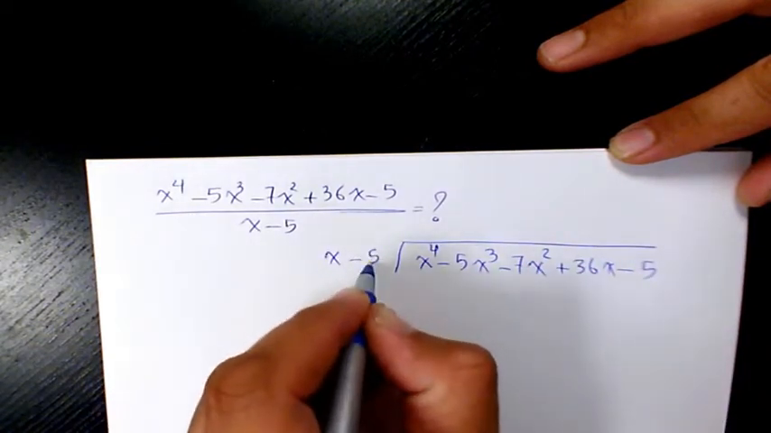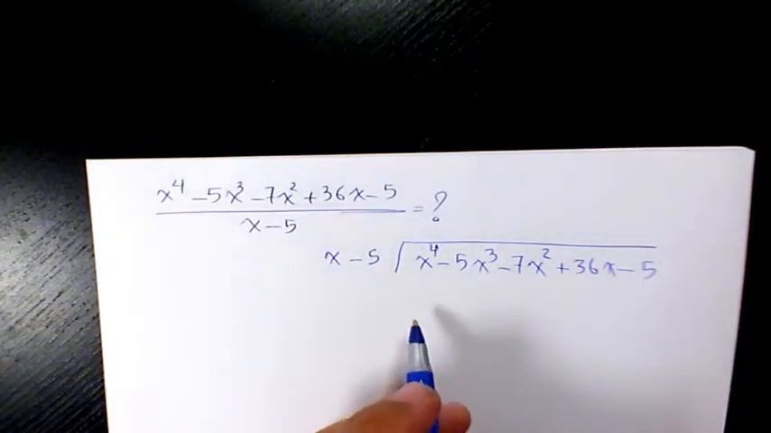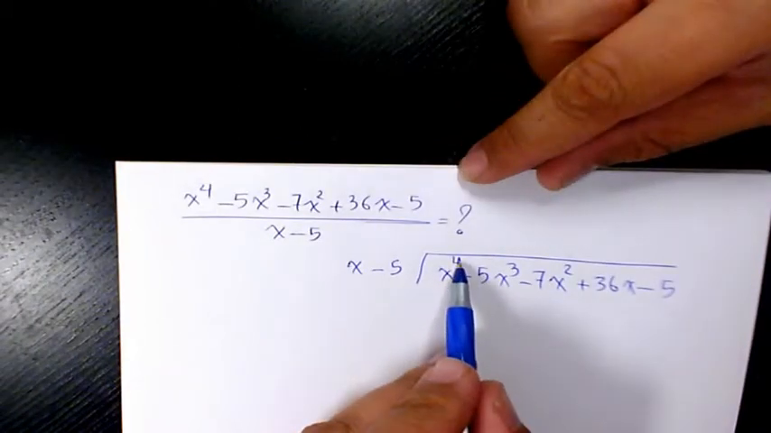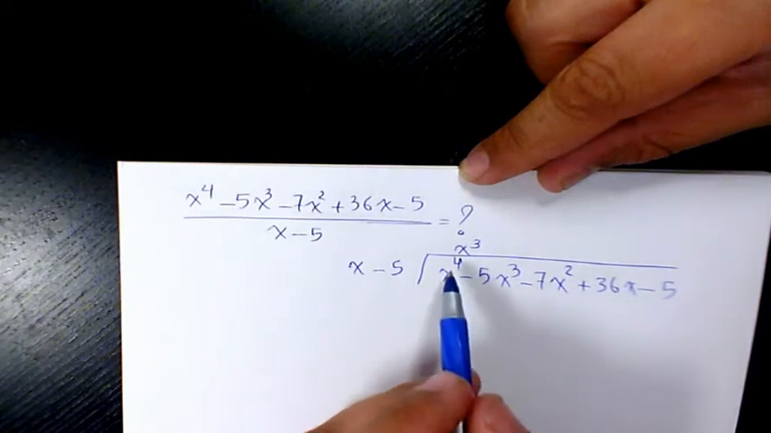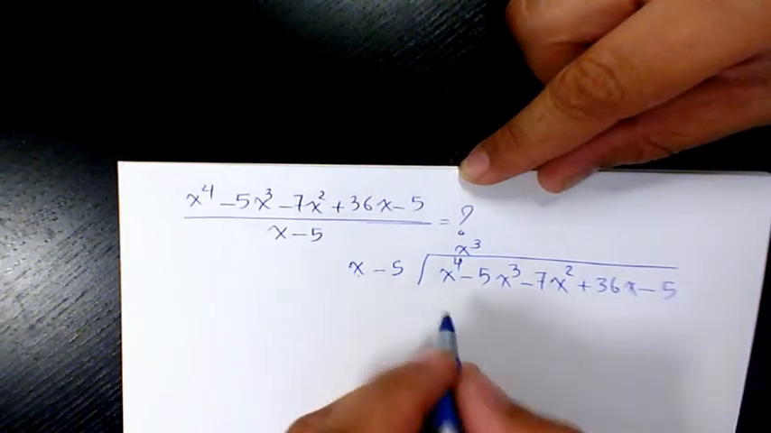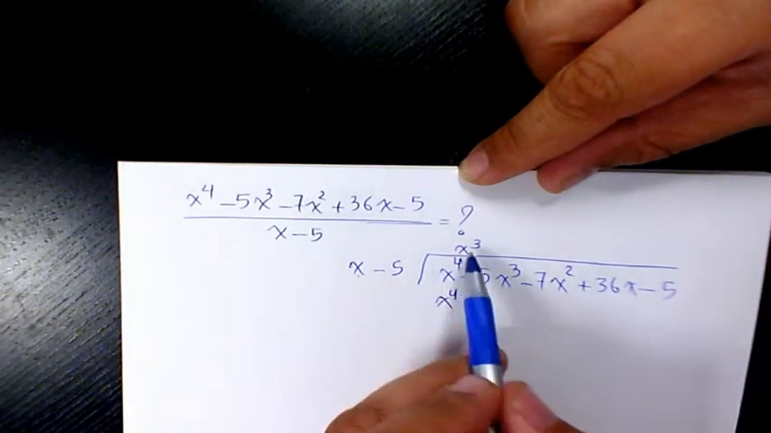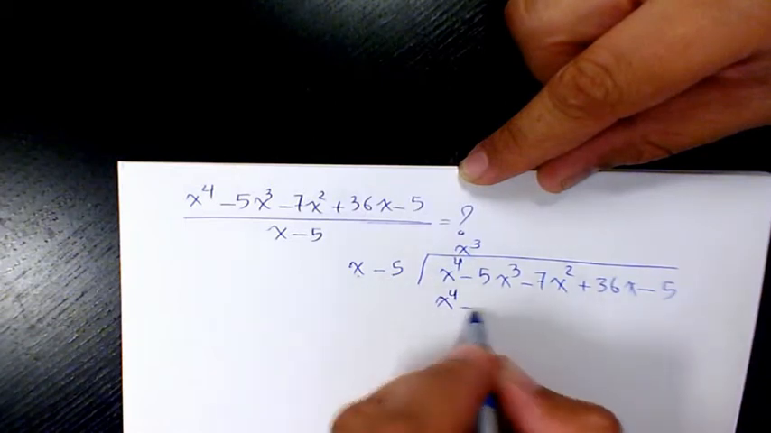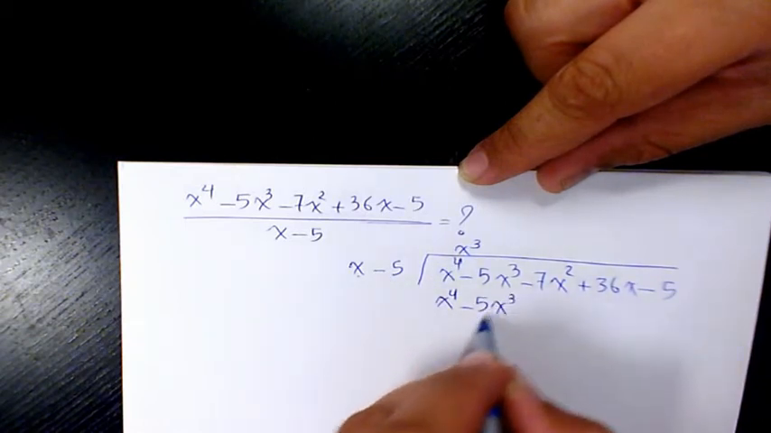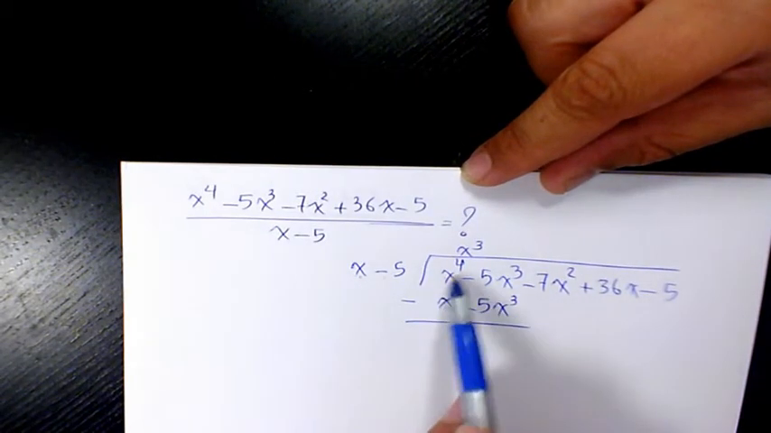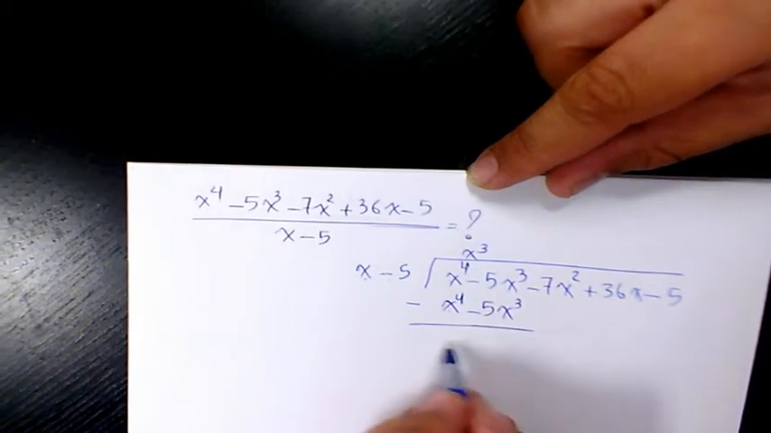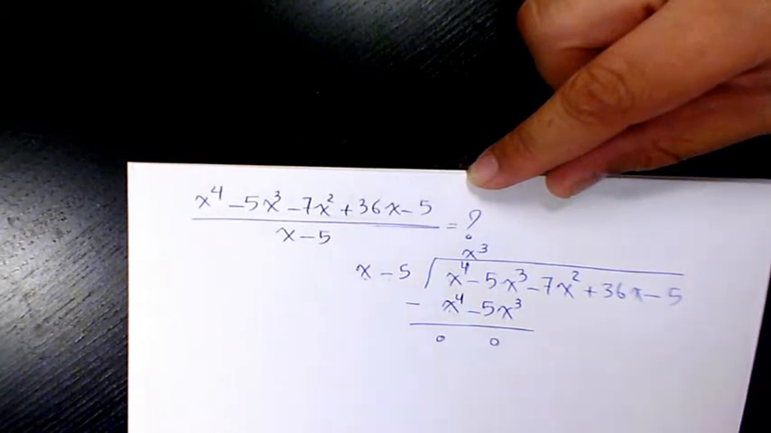X minus 5. So the first thing I need to do, I'm going to have x to the power 4 divided by x is going to be x cubed. So x cubed times x is going to be x to the power 4, and x cubed times negative 5 is going to be negative 5x cubed. And then I subtract these two terms. As you see here, they are the same. So this one is 0, this one is 0.